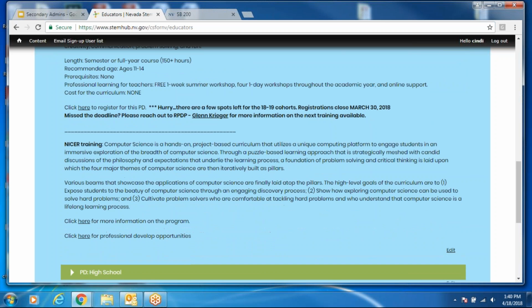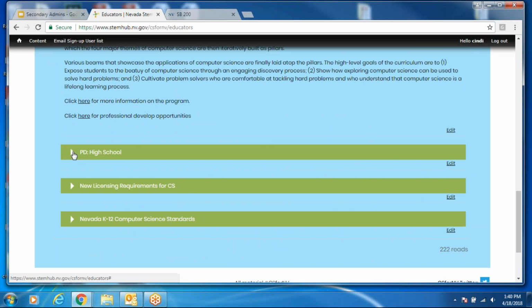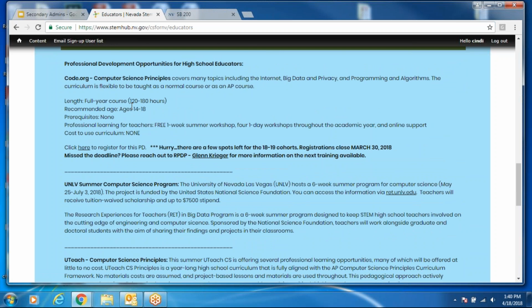Okay, and then there's an additional training there. At the high school level, there's training for computer science principles. Now this is an AP course, and it talks about the internet, big data and privacy, programming and algorithms, and so forth. It has the same structure that the Discoveries has for the middle school. You get the 1 week free training and then 4-day follow-up quarterly workshops.